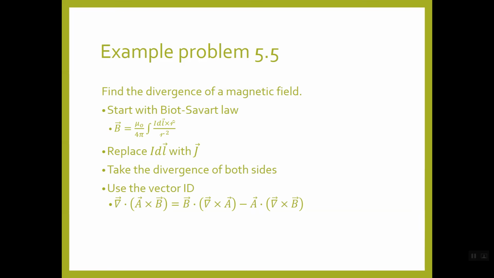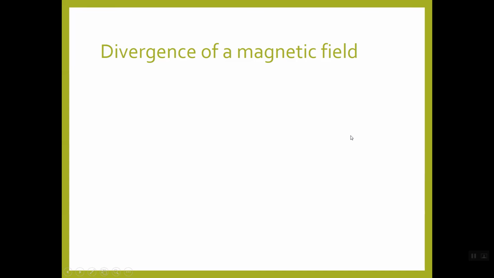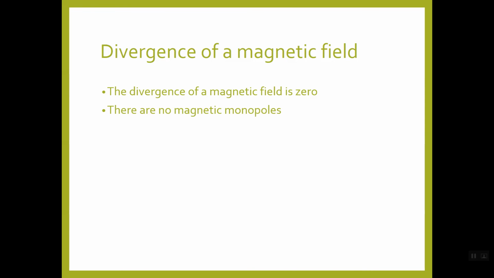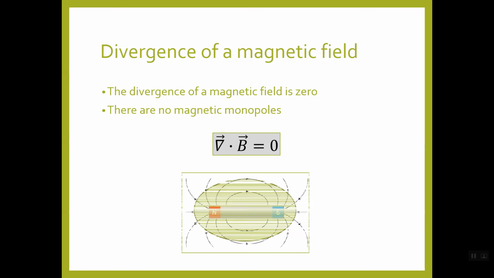You start with Biot-Savart law, and then you're going to need to take the divergence of both sides, and then use this vector identity. What you'll find is that the divergence of a magnetic field is 0. And this is another way of saying that there are no magnetic monopoles.